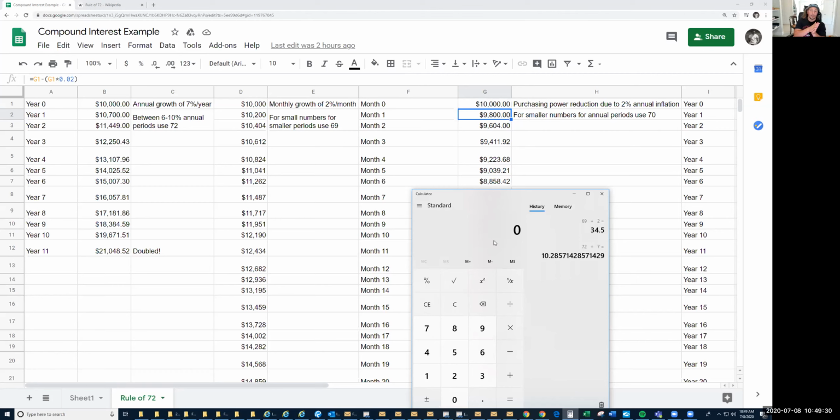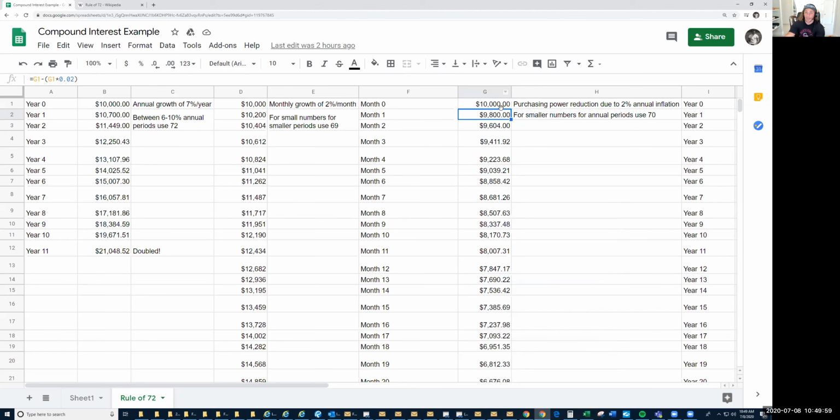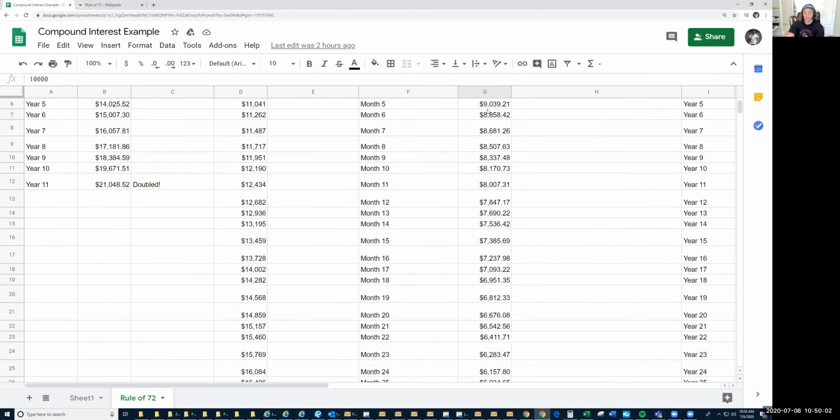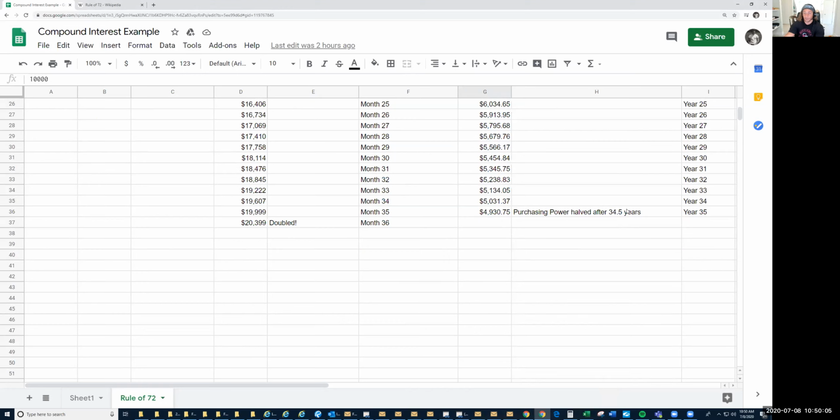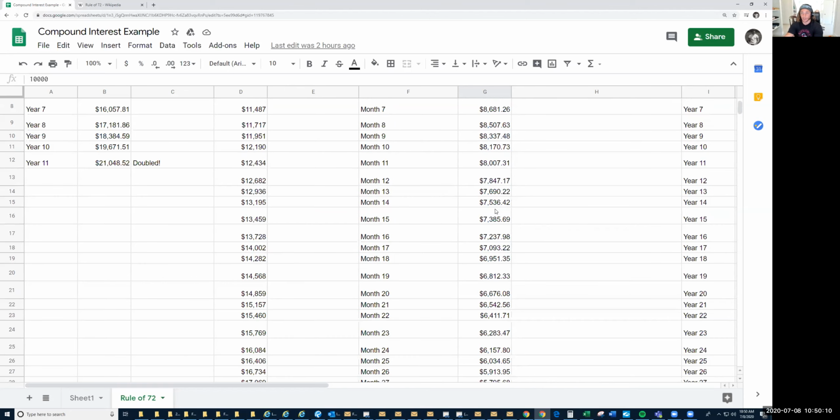And similarly, if it's in the regular range that we normally see our interest rates at, somewhere between 6 and 10%, then you want to use 72 if it's for an annual period. And then if the interest rate is higher than that, you're talking 12, 14, 15, 20% growth for an annual period, you actually want to use 78. So looking over here for the inflation, if we take 70 and divide by 2, that's 35 years for your purchasing power to be cut in half. And as we see, 10,000 erodes down after 34.5 years to about $5,000, so your purchasing power is cut in half.